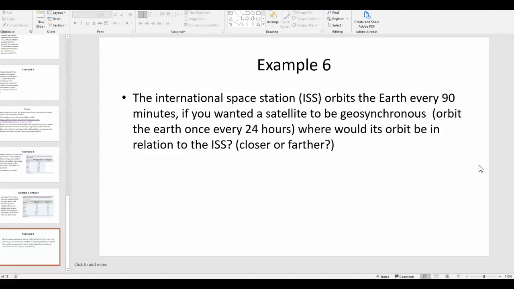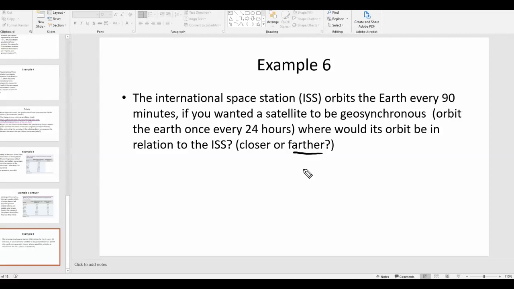Okay, so the answer to the question is farther. And the reason is that the farther away it is from the Earth, the longer it's going to take to orbit because it's not going to be moving as fast. Because as you get farther from the Earth, the force of gravity gets smaller. That means the velocity also gets smaller. So if we want it to take a longer time to orbit, we want to make sure it's placed farther out from the Earth.